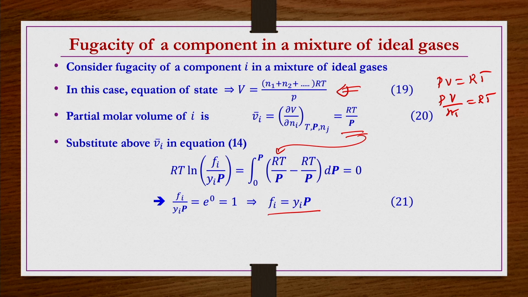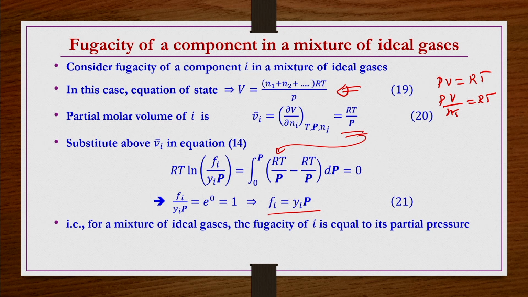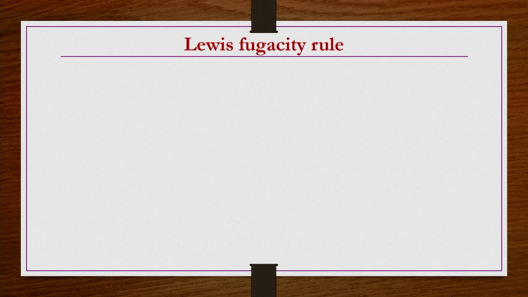So, this is the limiting condition or limiting basis that we have taken in defining these auxiliary functions, the activity coefficient and fugacity coefficient. We have to come back to this, because these are the bases that we have taken to define these auxiliary functions. That is, for a mixture of ideal gases, the fugacity of i is equal to its partial pressure. Now, we take a mixture of real gases, right, and then try to obtain the fugacity coefficient.